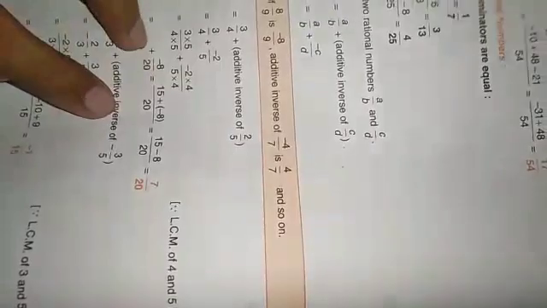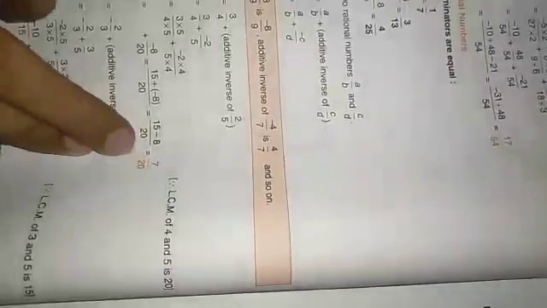So now the denominators are equal, so we need to put the same denominator, and in the case of the numerator we need to add the two numerators, is it not? Because it is now addition. So in the case of addition we need to add these two numerators. So 15 plus minus 8, that means ultimately 15 minus 8 by 20, that means 7 by 20.